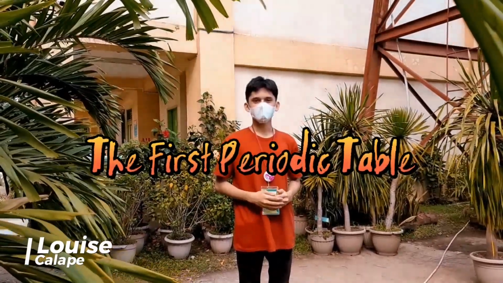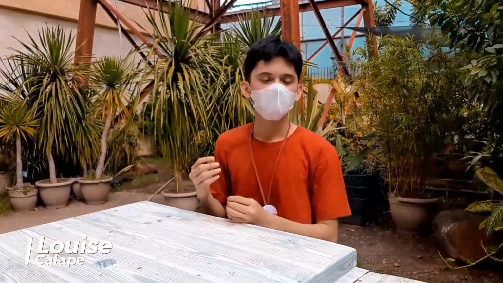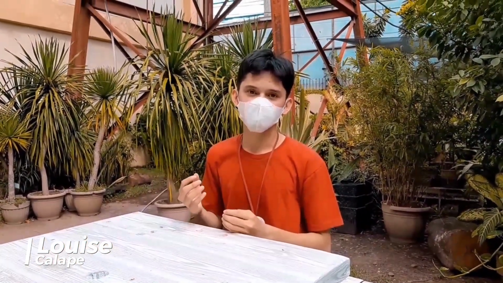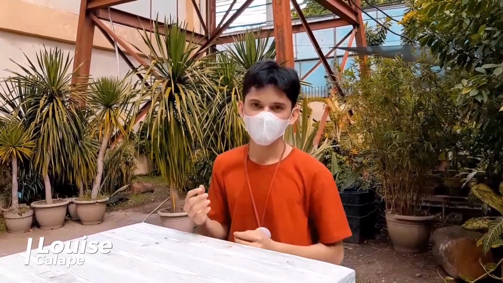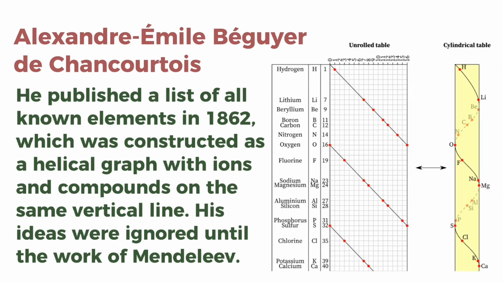The first periodic table: Alexandre Beguyer de Chancourtois was a 19th century geologist who first recognized periodicity in the physical properties of elements. He published a list of all known elements in 1862, which was constructed as a helical graph with ions and compounds in the same vertical line. His ideas were ignored until the work of Mendeleev.